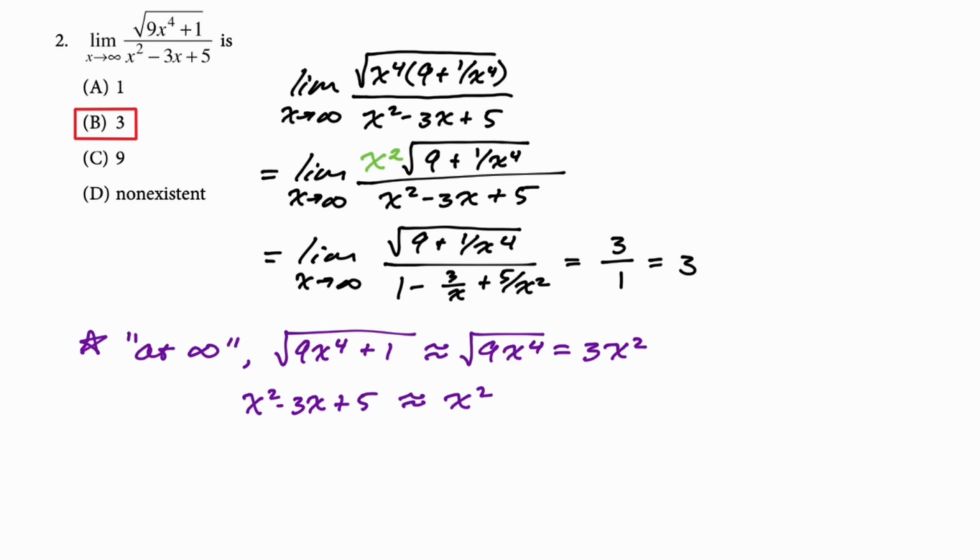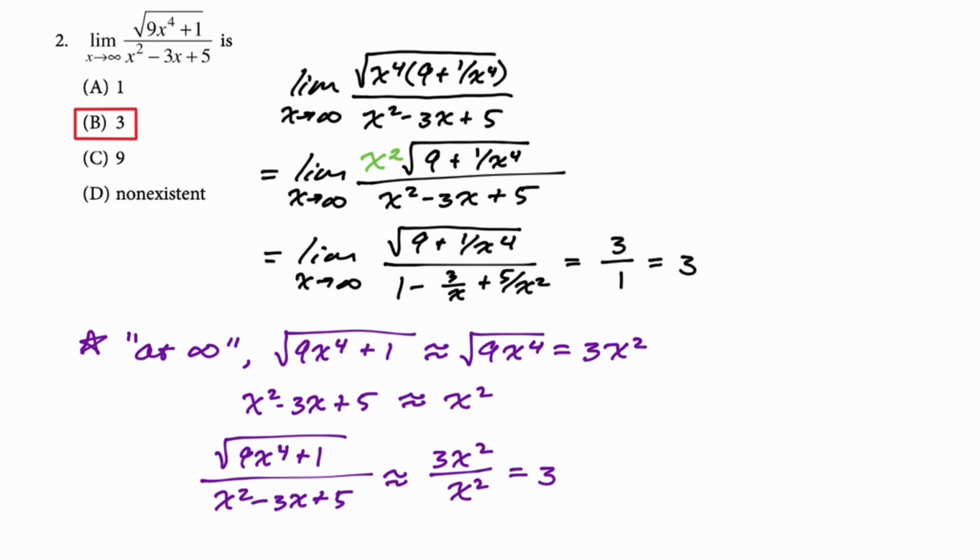Because at infinity, x squared is dwarfing negative 3x and plus 5, which means that our radical over our quadratic is basically 3x squared over x squared, which is exactly 3, same answer.